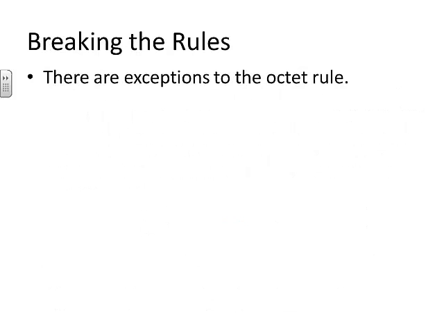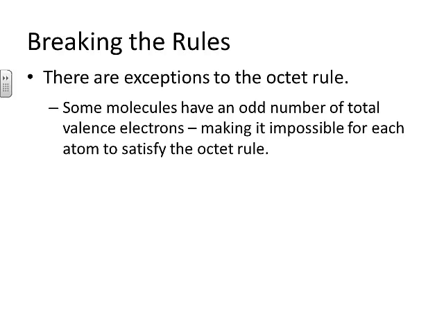Okay, so we've learned a lot of rules for drawing these structures, but we've seen one example where the rules get broken, and that was with oxygen, and that was very hard to predict. There are some other exceptions to the octet rule, however. Some molecules have an odd number of total valence electrons. That makes it impossible for each atom to satisfy the octet rule if there's an odd number overall.